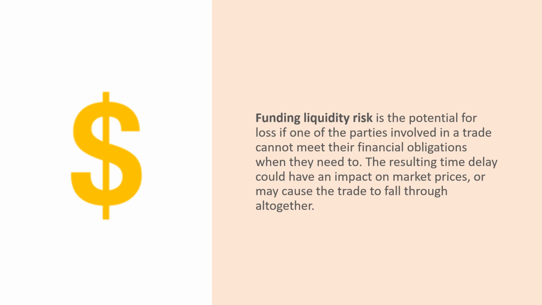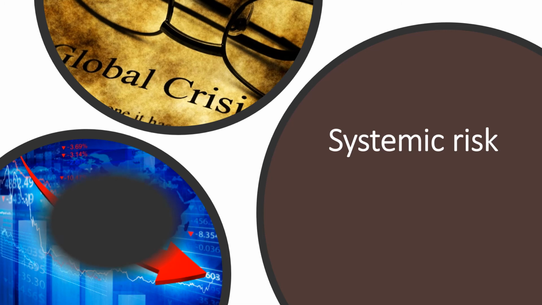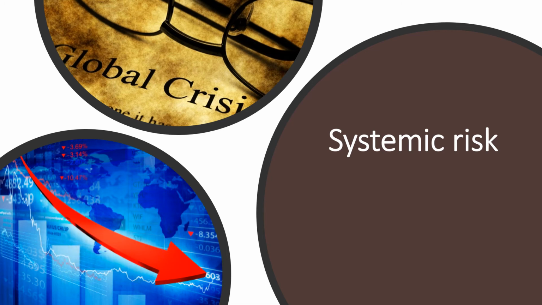Systemic risk. Finally, there's systemic risk, the risk that the entire financial system will be affected by a particular event or series of events. This occurred during the global financial crisis of 2008, where subprime debt issues and the subsequent collapse of major financial institutions, such as Lehman Brothers, caused stock markets to drop worldwide.